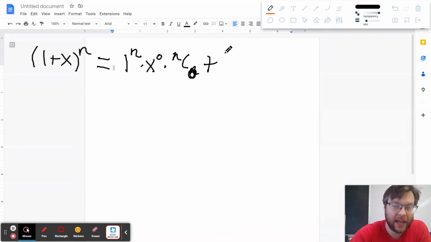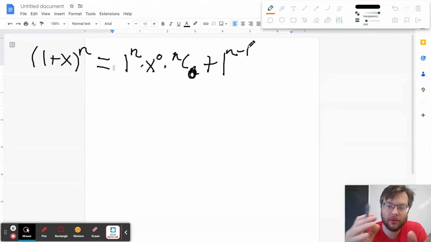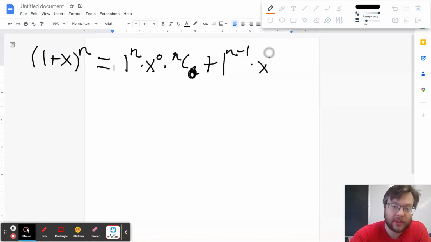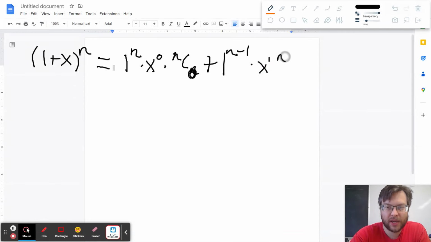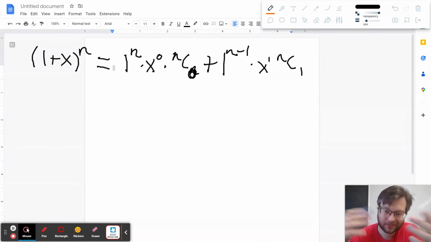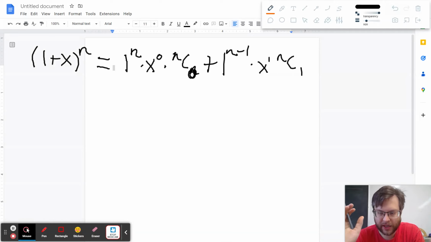Okay, the next term. Think about how you can get x. That means that you multiplied n minus 1 copies of the 1, and you multiplied a single x. Well, how many ways are there to do that? There's n factors written out all in a row, and you chose one of them to be the x. Alternatively, you could say n choose n minus 1 because you chose n minus 1 copies of 1.